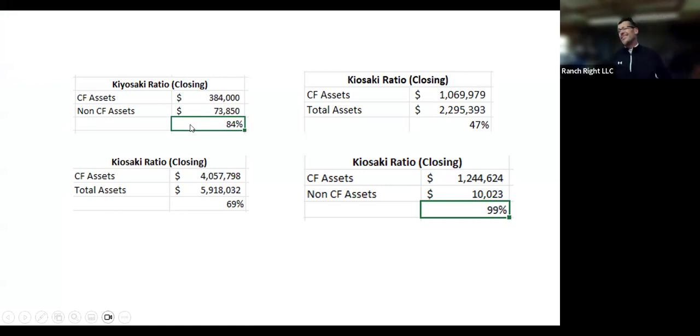Amongst our customers, we see numbers below 20%. We have, I think, numbers below 10% or a number below 10%. We see the highest one is effectively 99%, and I had to add back value on the pickup to make sure that it was a reasonable market value, not a tax depreciated number. Again, we're just looking at cash flow producing assets versus non-cash flow producing assets. 84% means that 84% of the money you have tied up in assets has the potential to make you money.